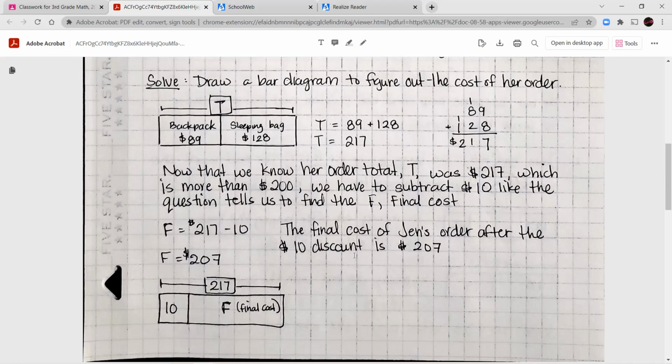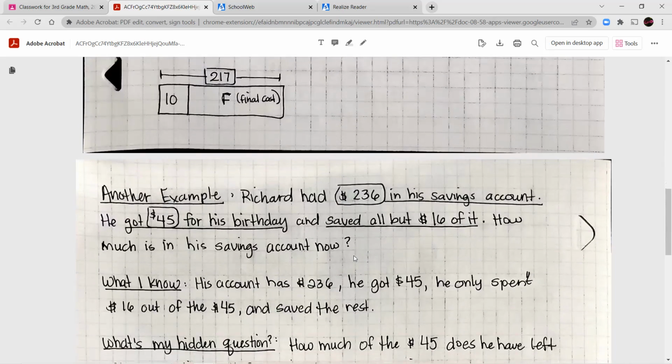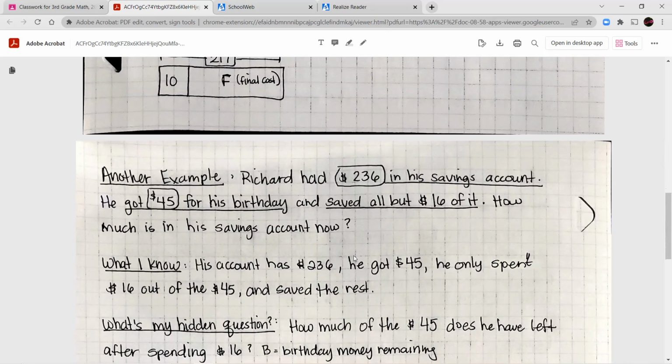So this is why you need to solve the hidden question first. We wouldn't know if she gets that $10 discount until we found out the total cost of the backpack and the sleeping bag together. This is what I meant when I said you need the answer from the hidden question to solve your main question. Now let's take a look at another example.